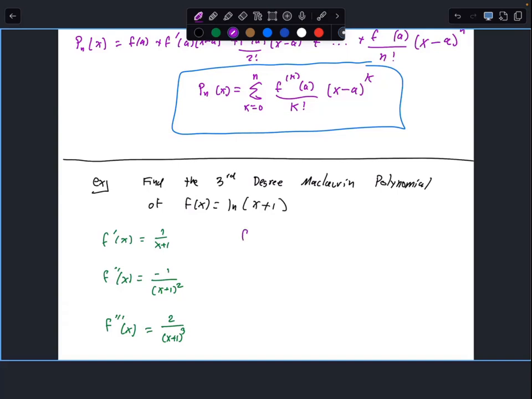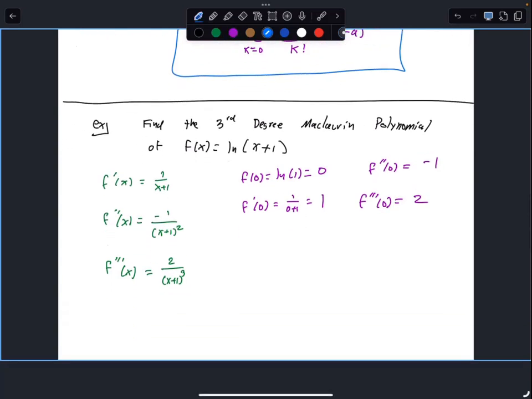All right, so what is f of 0? That's the natural log of 1, which is 0. What is f prime of 0? That would be 1 over 0 plus 1, which is 1. F double prime of 0? Oh, f prime, not double. Yeah. F double prime is negative 1. And the third derivative at 0 would be 2.